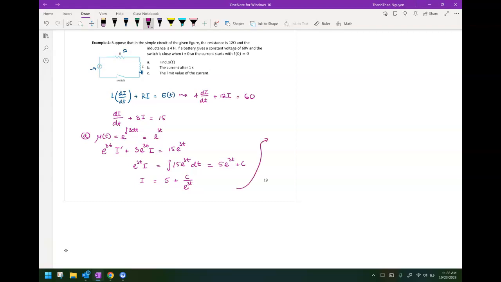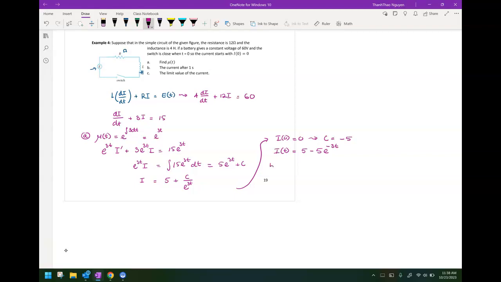So we were told that I of 0 equals 0. This implies that c is equal to negative 5. So we have the solution I of t is equal to 5 minus 5 times e to the negative 3t.